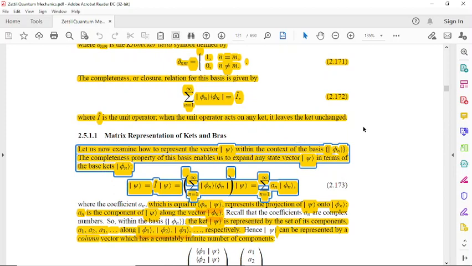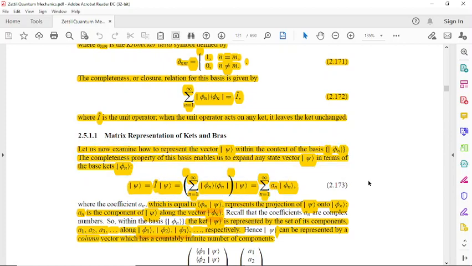Then the coefficient a_n, which is equal to the bracket phi n psi, represents the projection of ket psi onto phi n. a_n is the component of ket psi along the vector phi n.